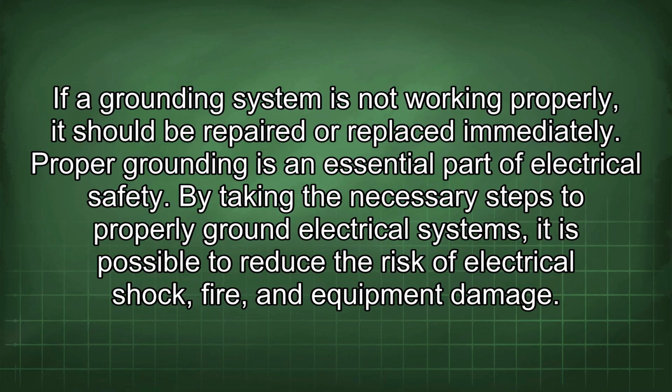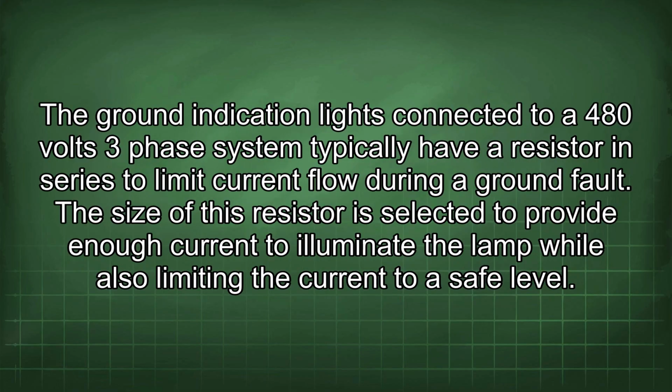Proper grounding is an essential part of electrical safety. By taking the necessary steps to properly ground electrical systems, it is possible to reduce the risk of electrical shock, fire, and equipment damage. The ground indication lights connected to a 480 volts three-phase system typically have a resistor in series to limit current flow during a ground fault.